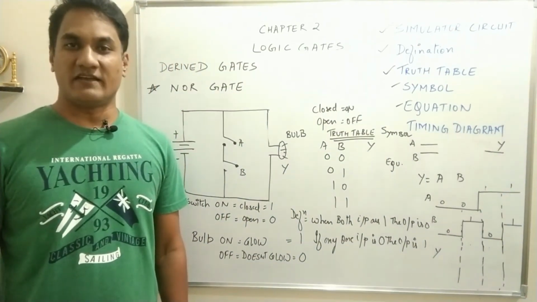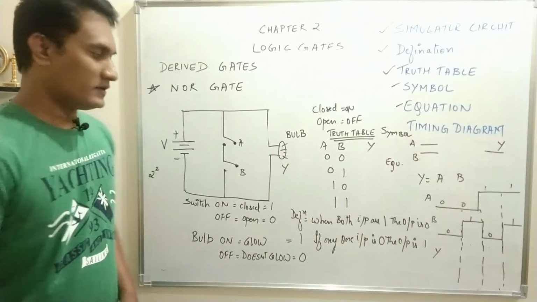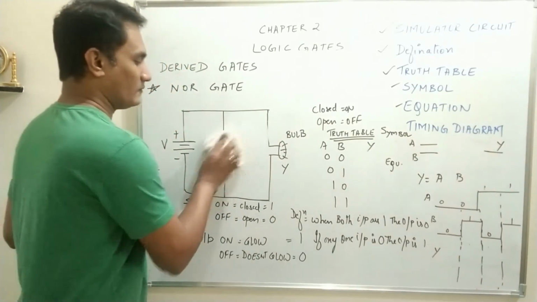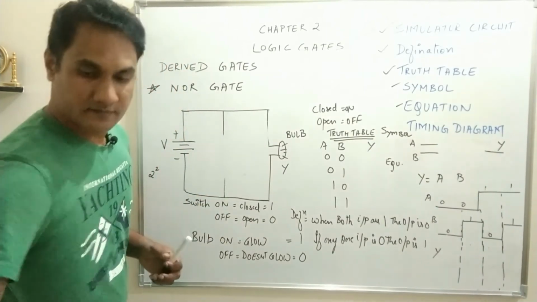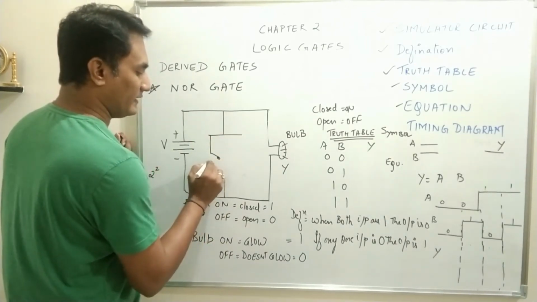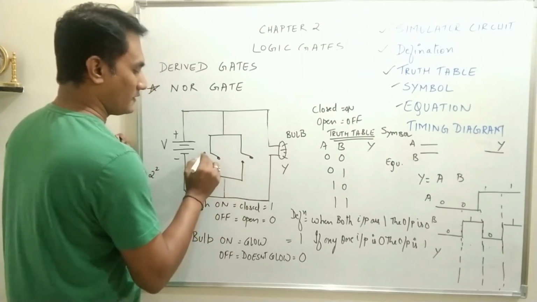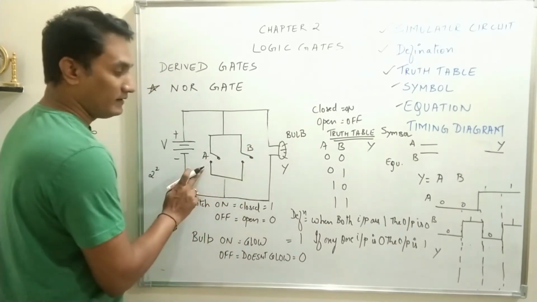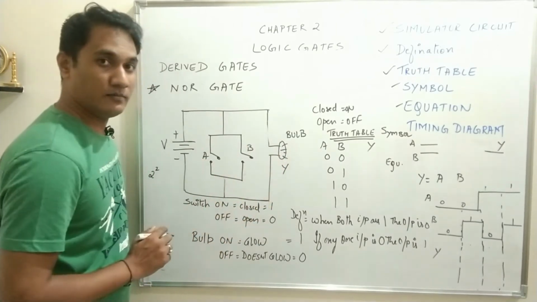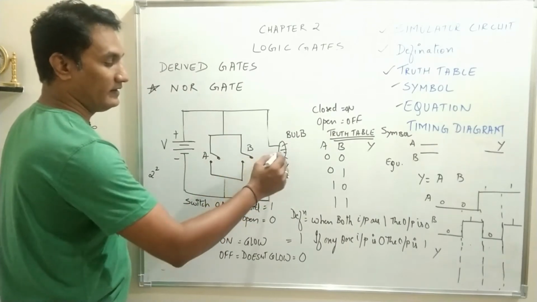The next derived gate is NOR gate. See the modification which I am going to make for a NOR gate. In this case, the two switches A, B will be connected in parallel, and they are connected in parallel to the bulb. So all these three are in parallel.